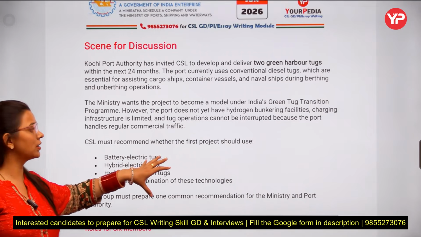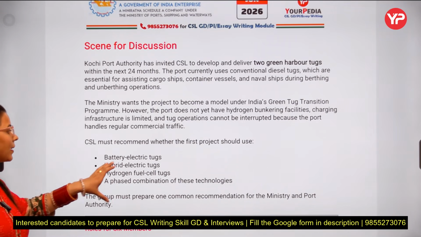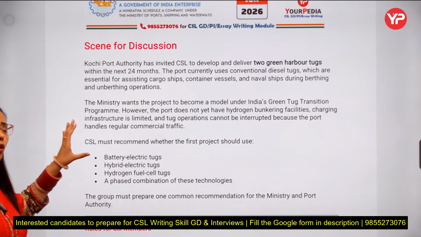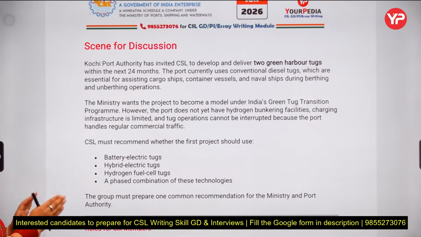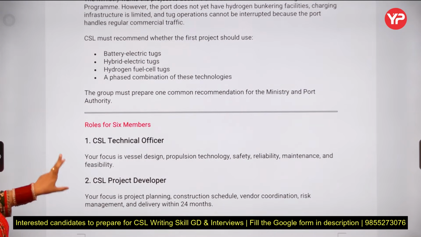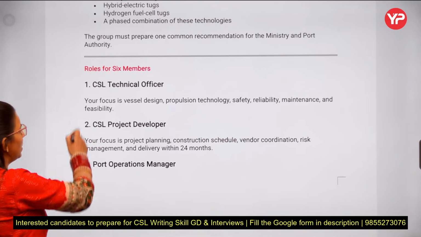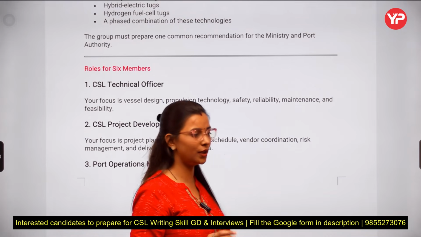CSL must recommend whether the first project should use battery electric tugs, hybrid electric tugs, and so on. All the things are given to you; you need to read it out basically. After that, roles will be assigned to you. There will be 6 members in each group.